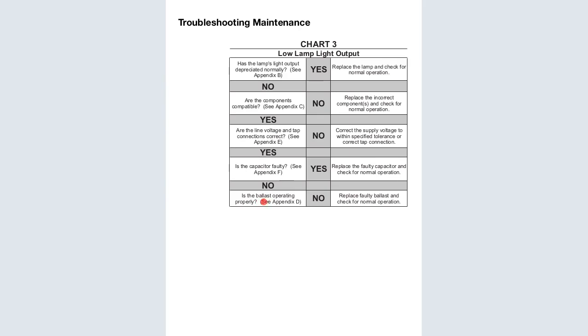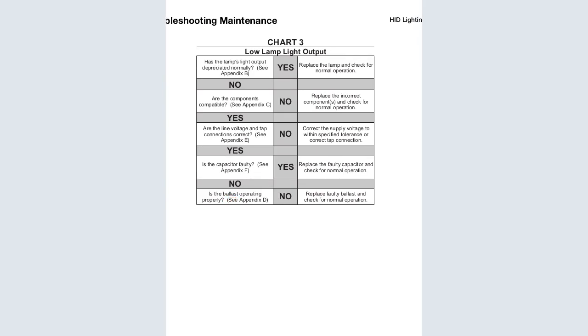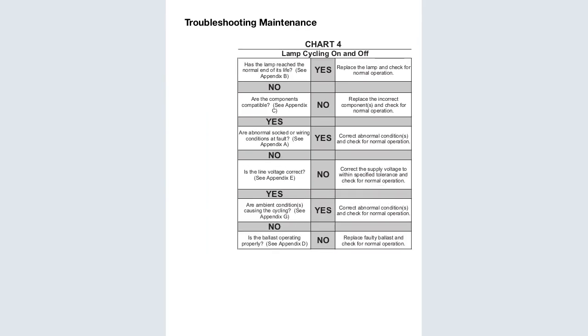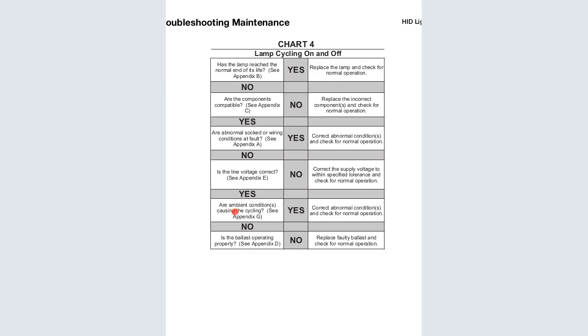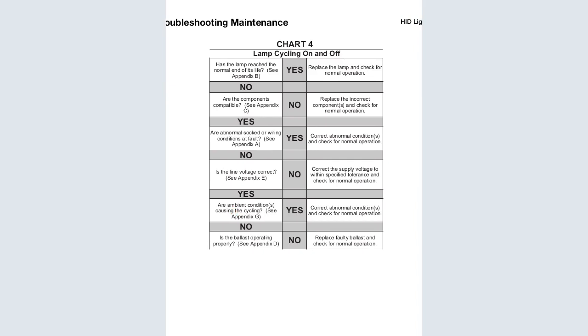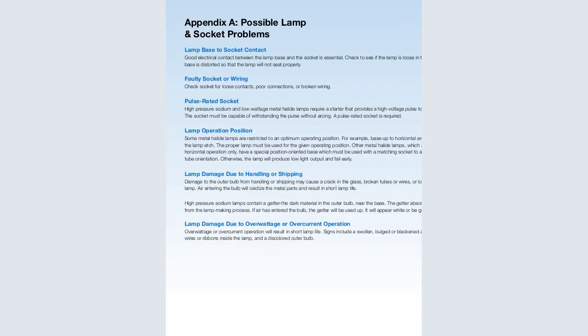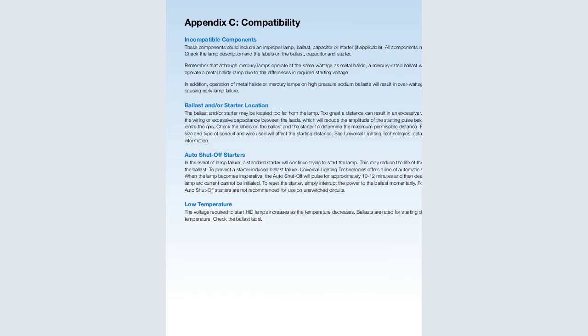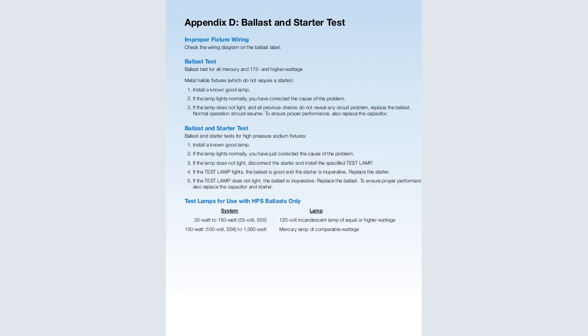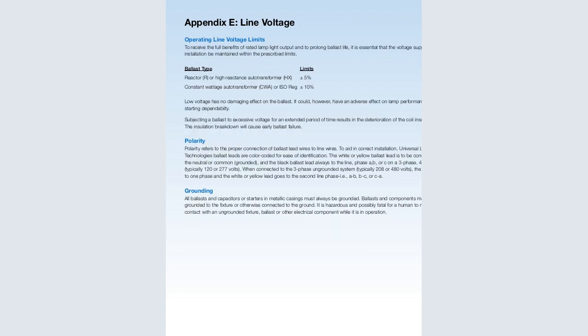Now for low lamp light output, that is the flowchart. I think you'll be able to go through it in your own time. This one is for lamp life cycling on and off. Then the appendix is there for the lighting outputs, lighting performance, the start time and the end time, then the compatibility, and then the appendix.